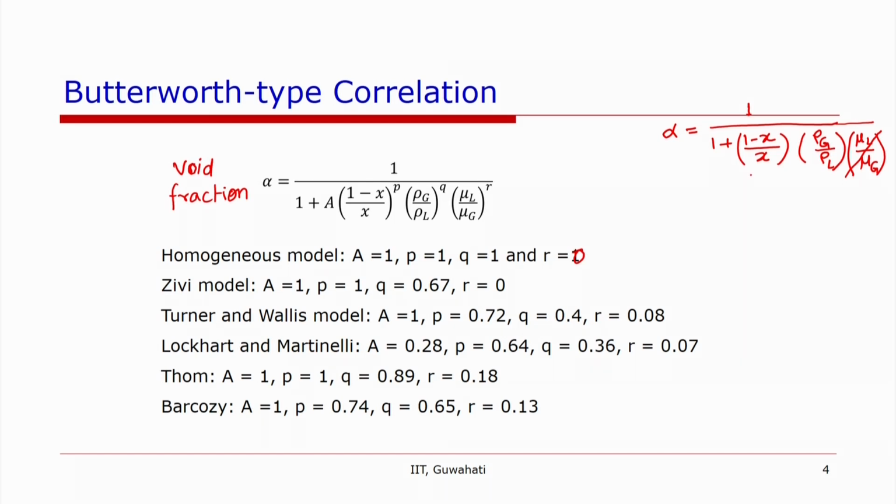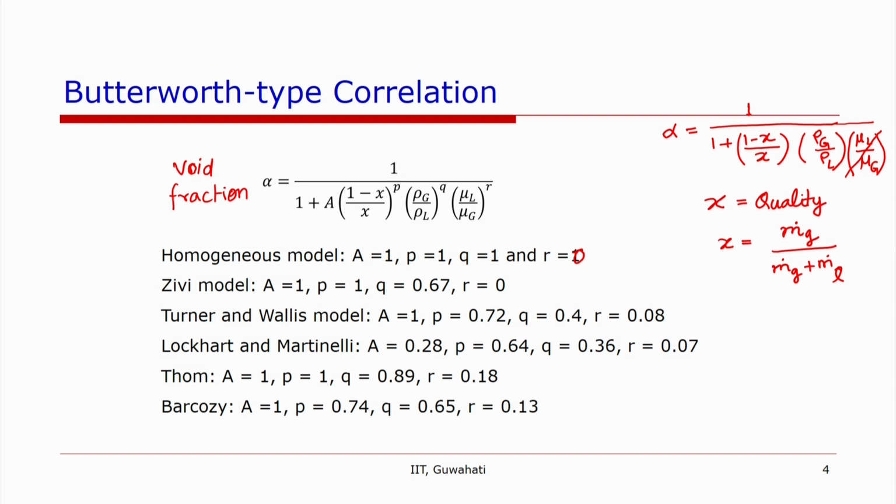Now x is a new term here, but it is not new for most of us. X is quality, and as beta is volumetric homogeneous void fraction or the homogeneous volume fraction, and x is homogeneous mass fraction. So as x can be defined as m dot gas over m dot gas plus m dot liquid, where m dot is the mass flow rate of a phase.